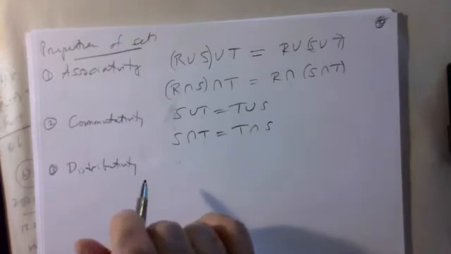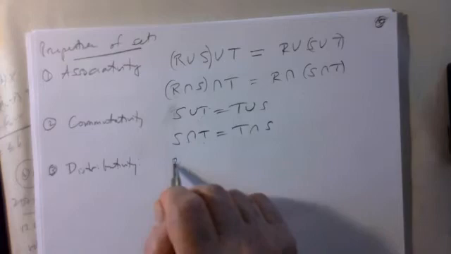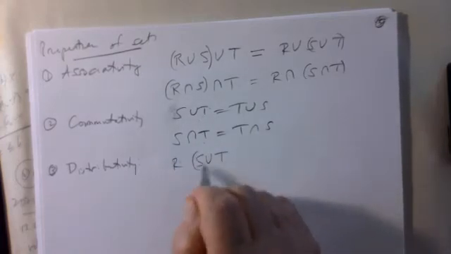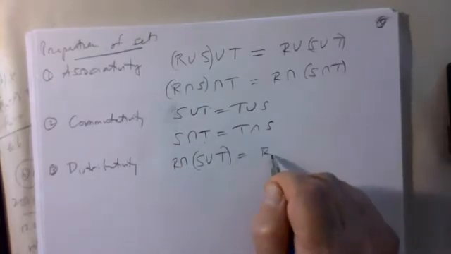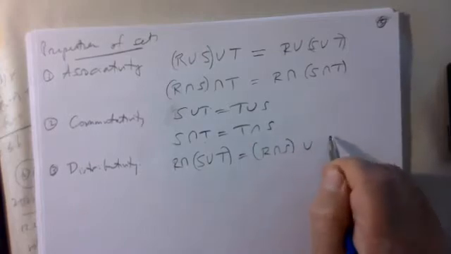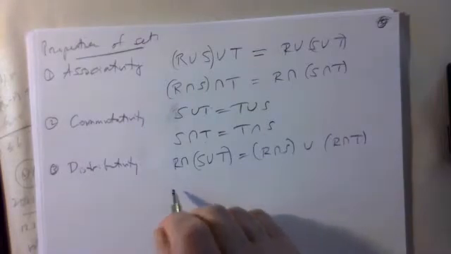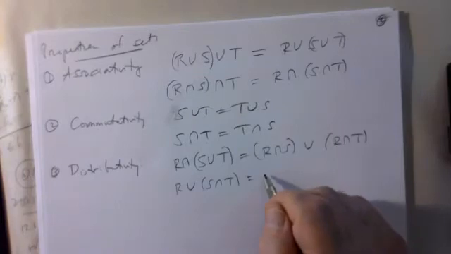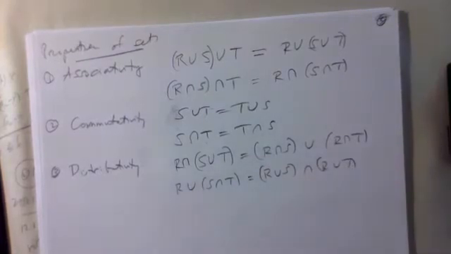It's distributivity. It says if you have three sets, R, S, and T, if you take the union of S and T and intersect that with R, that's the same as R intersect S union R intersect T. And R union S intersect T is the same as R union S intersect R union T.